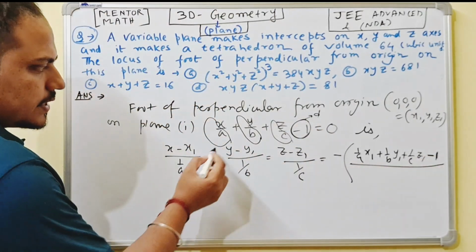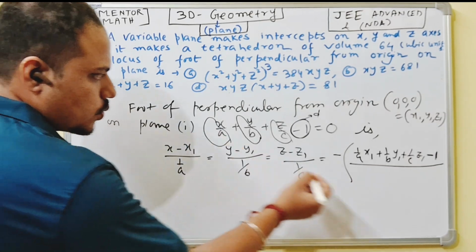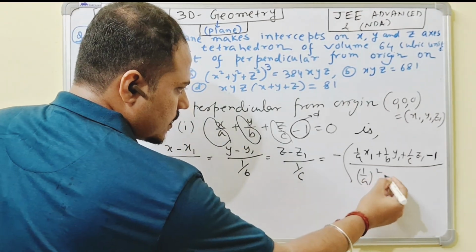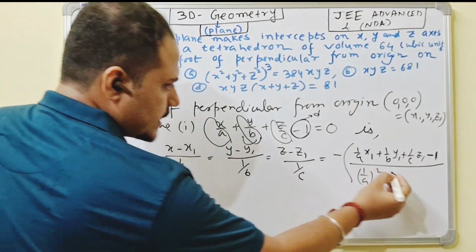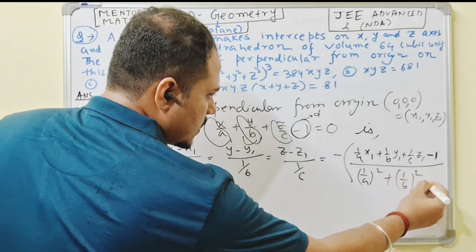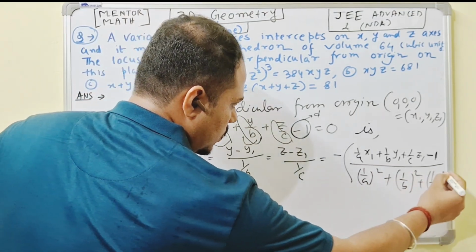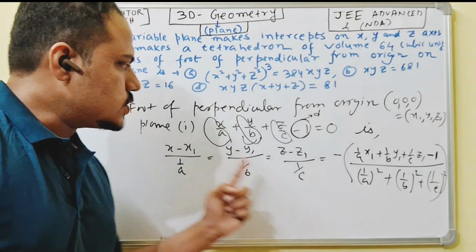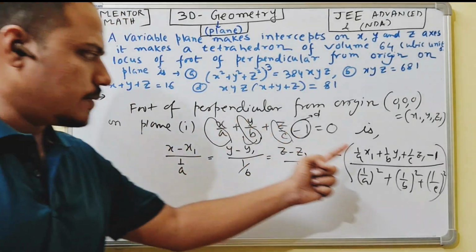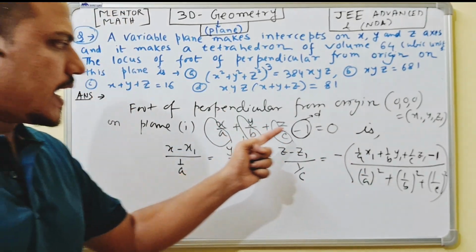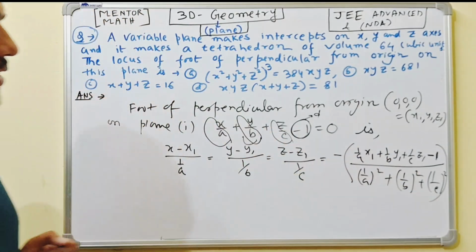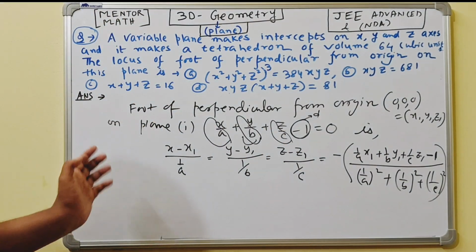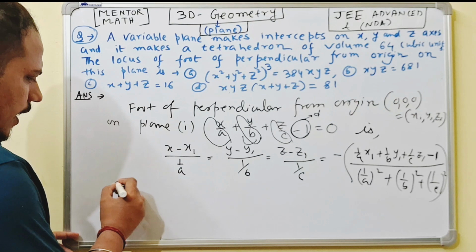Divided by the coefficient of x square, that is 1 by a whole square, plus the coefficient of y, that is 1 by b square, plus the coefficient of z, that is 1 by c square. Okay, so here actually 1 by a is the direction cosine of the x-axis, 1 by b is the direction cosine of y, and 1 by c is the direction cosine of the z-axis. Okay, so now let's simplify.